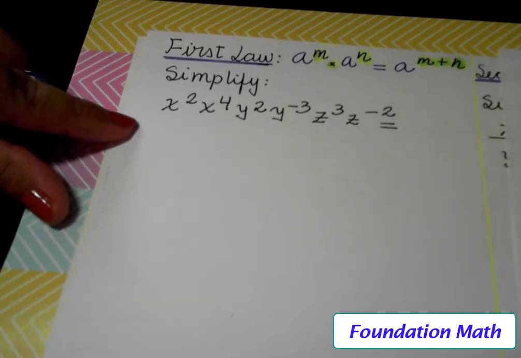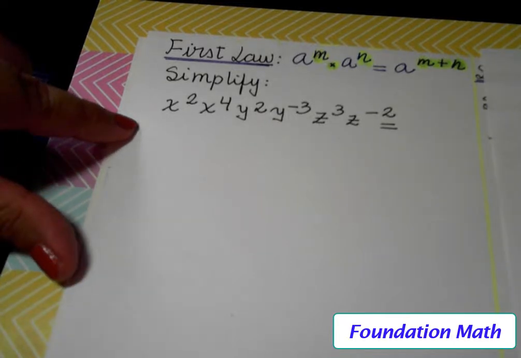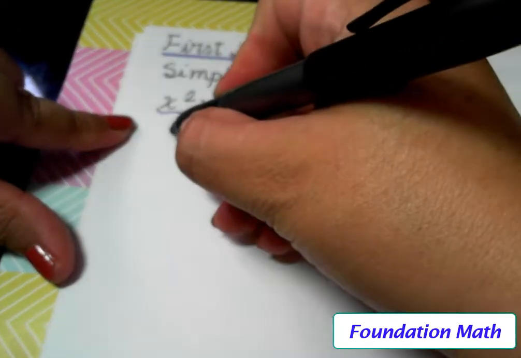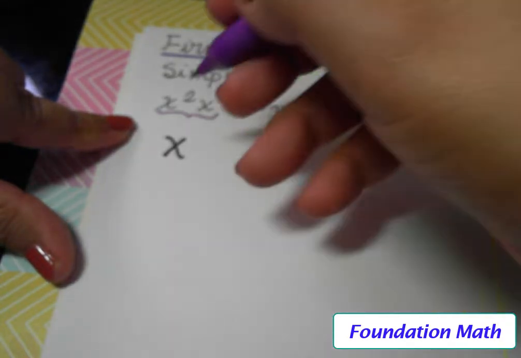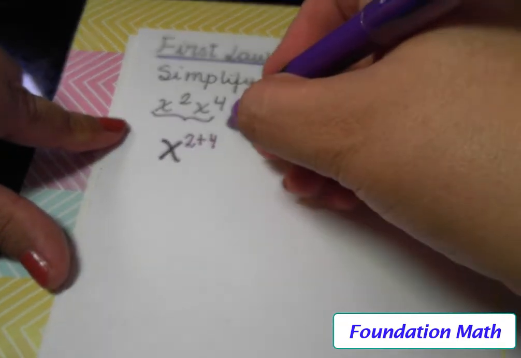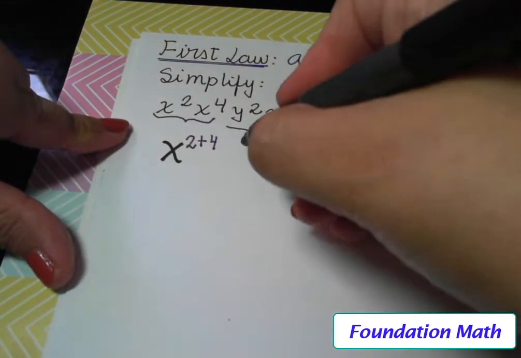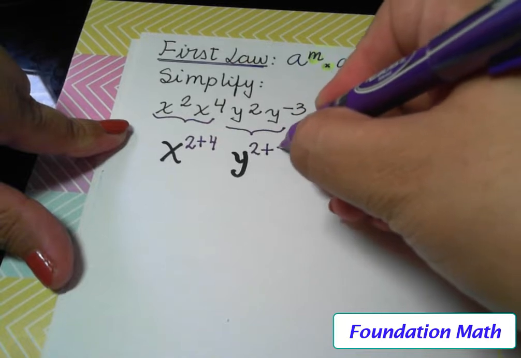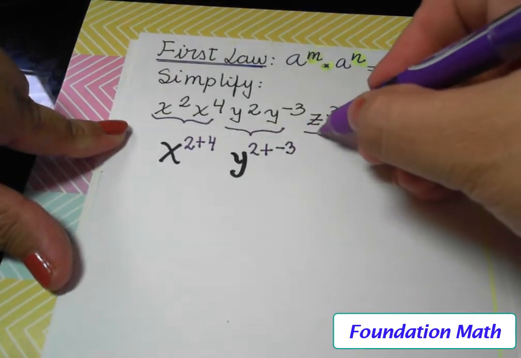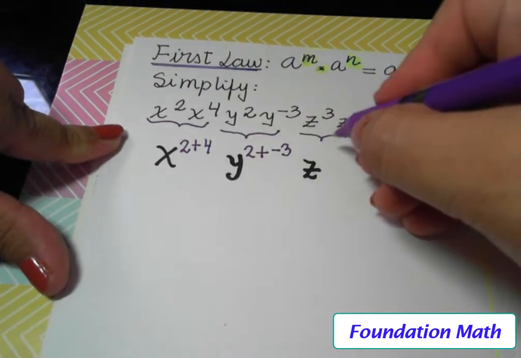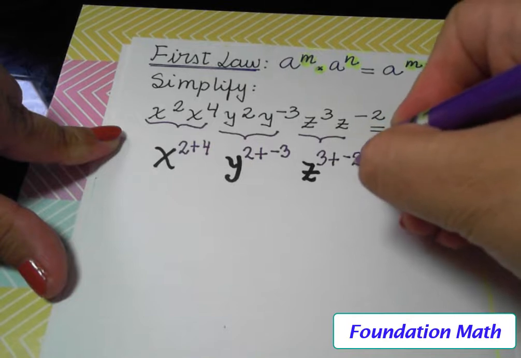For example, here we have to simplify the expression. So we have x squared times x with exponent 4. You have the same base, so you just copy x and you just add the exponents, 2 plus 4. Now you have y and y, so you copy the base y and you add the exponents, 2 plus negative 3. And finally we have z, so you copy z and you just add the exponents, 3 plus negative 2.